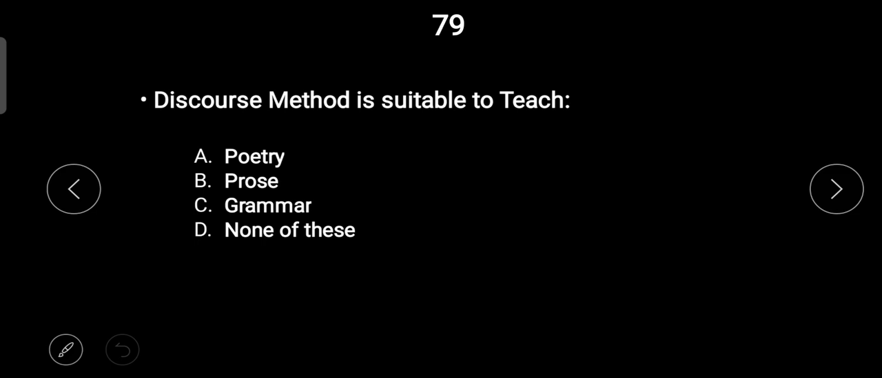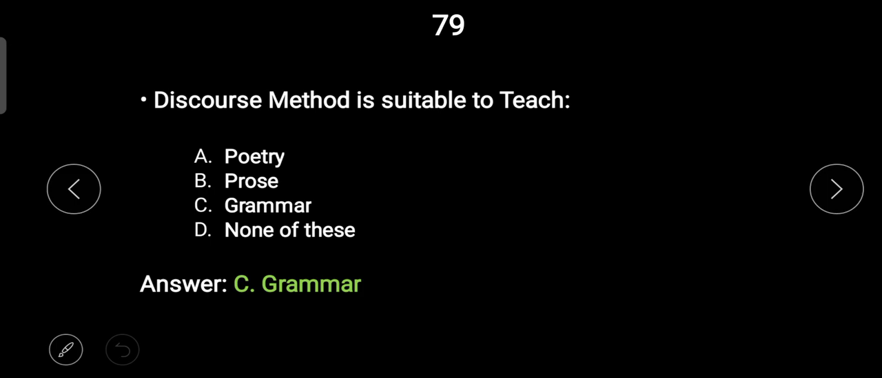Okay, the answer is grammar. Discourse method is a better way to teach grammar. There are so many methods like direct method, grammar translation method, audiolingual method, or army method. And this one, discourse method, is actually a way of teaching grammar, in which you have authentic written and spoken discourse.